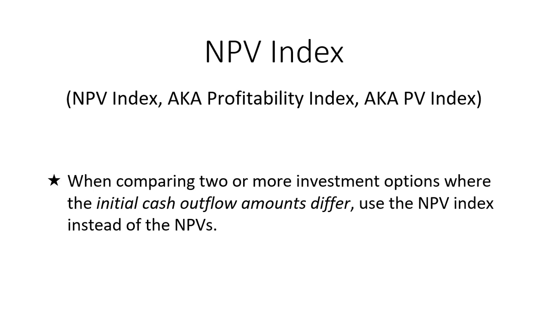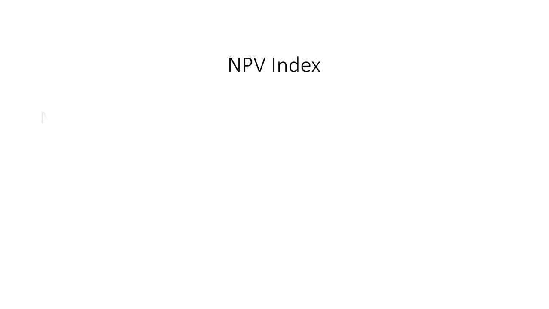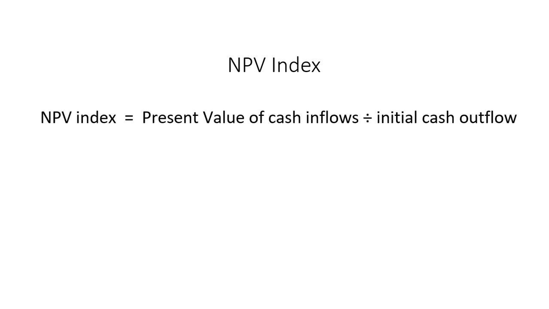The NPV index is also sometimes called the profitability index or the PV, present value index. The formula for calculating the NPV index is the present value of the cash inflows divided by the initial cash outflow.